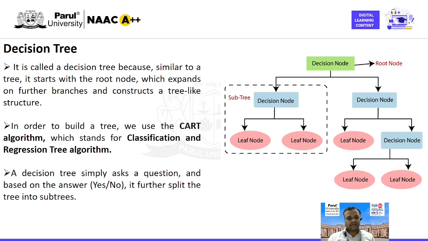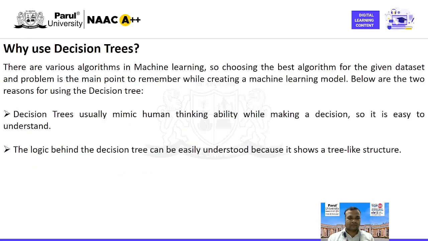In order to build a tree, we use the CART algorithm. CART stands for Classification and Regression Tree algorithm. A decision tree simply asks a question, and based on the answer, yes or no, it further splits the tree into subtrees. So now there is the question, why use a decision tree?